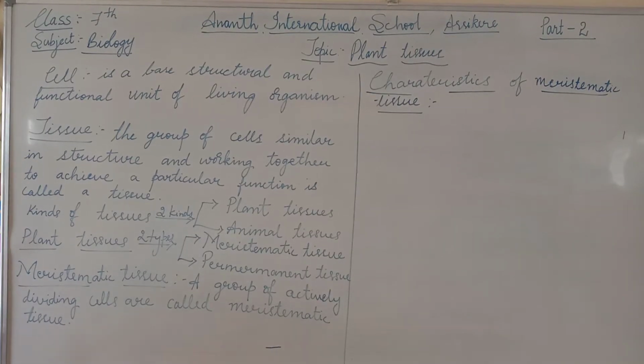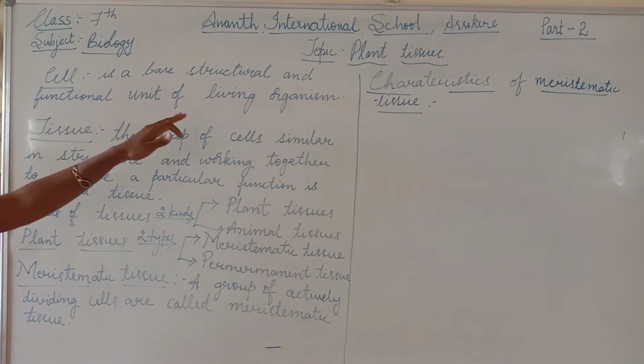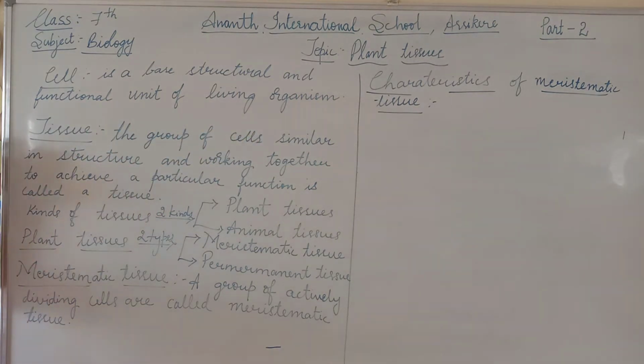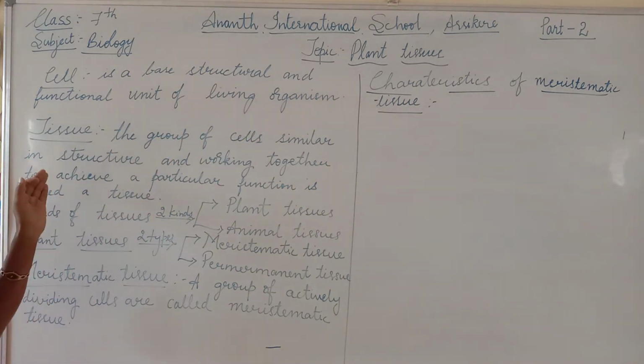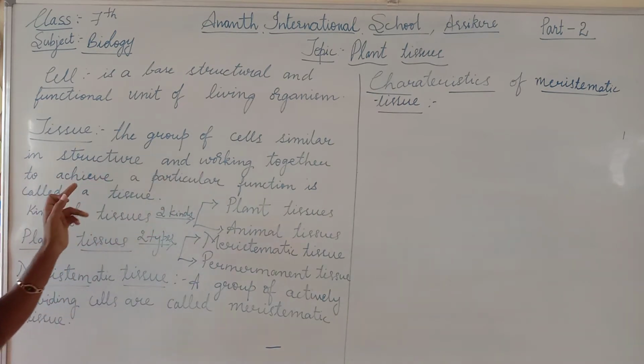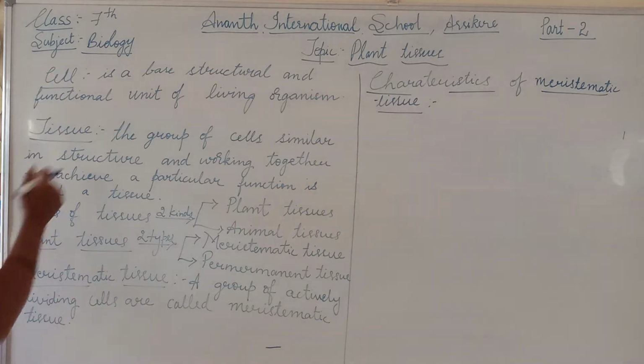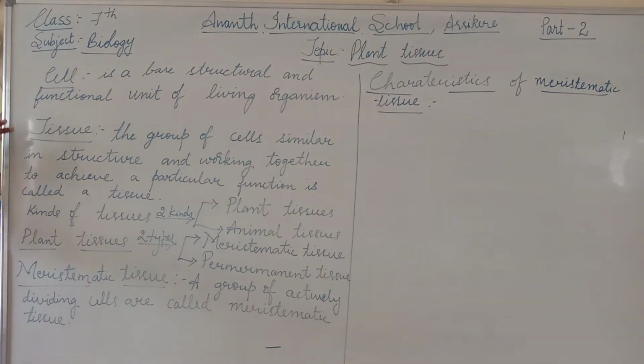In the last class we have learned about cell, tissue and meristematic tissue. Once again I am going to recall what we have learned. Cell is the basic structural and functional unit of living organisms. And a tissue is a group of cells similar in structure and working together to achieve a particular function. This is the relationship between the cell and the tissue.